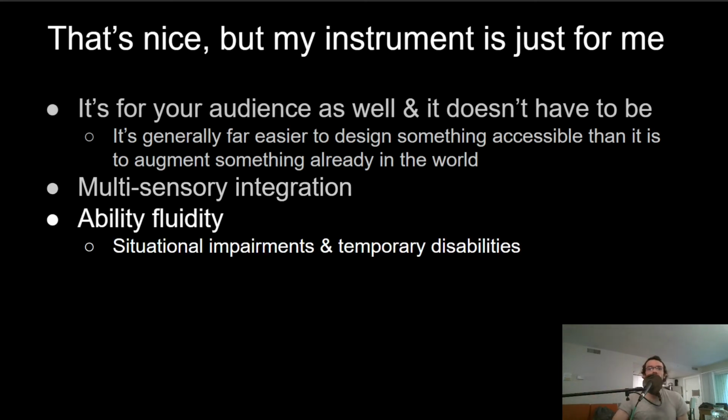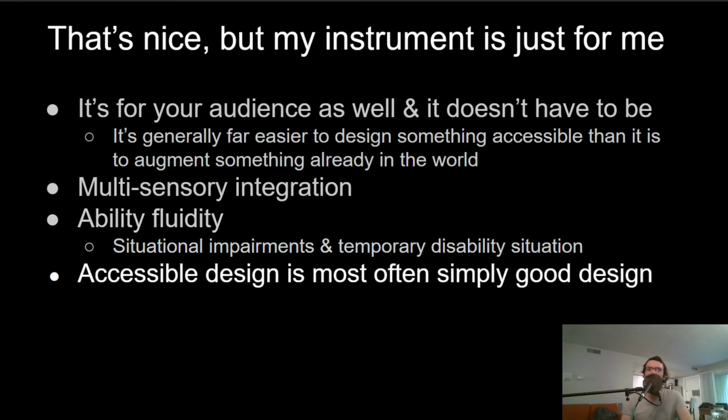The last thing is ability fluidity, such as situational impairments and temporary disabilities. A great example could be stage lighting, which is often spotty and doesn't let us see exactly what we're doing. And you can imagine many other cases. And I'll just throw in, accessible design is often just good design.